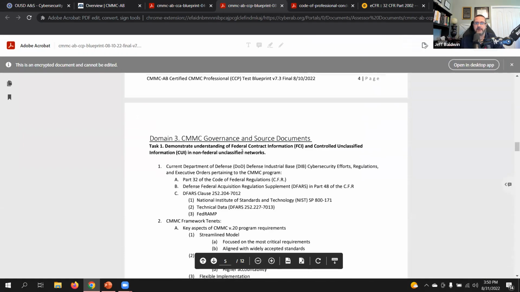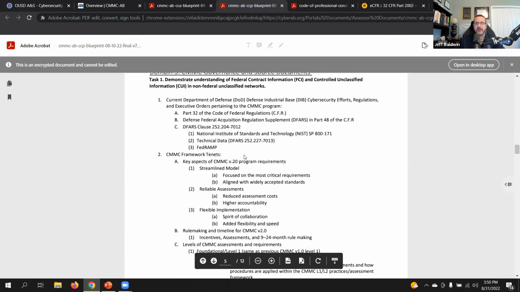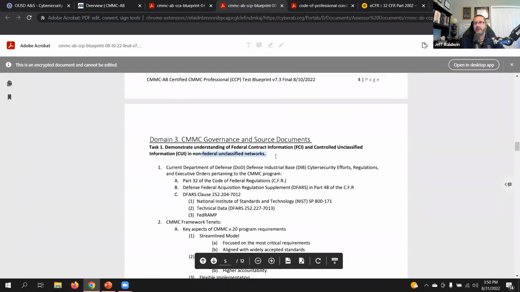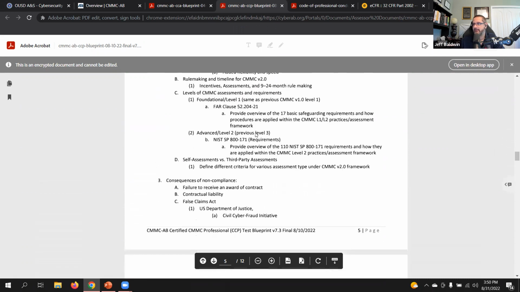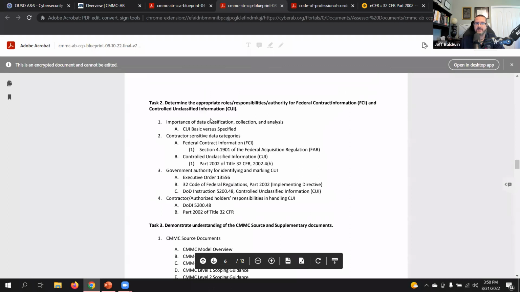All right, so we did task 1 for domain 3, demonstrate understanding of FCI and CUI in non-federal unclassified networks. So non-federal means basically covered contractor information system. If you are working on a federal system or a system operated on behalf of the federal government, it's not a covered contractor information system. It's a government information system, and then you follow some different rules, and then you have to go get your authority to operate letters. So for CMMC, we're just talking about the non-government systems, the covered contractor information systems.